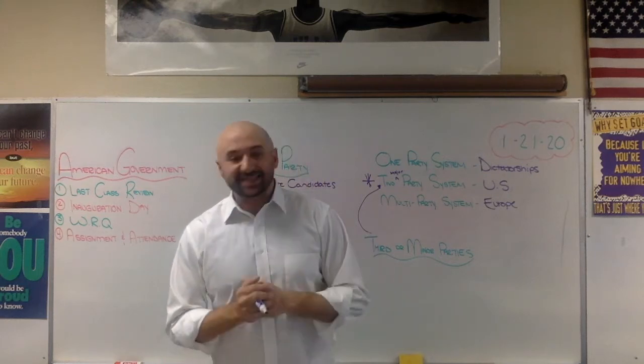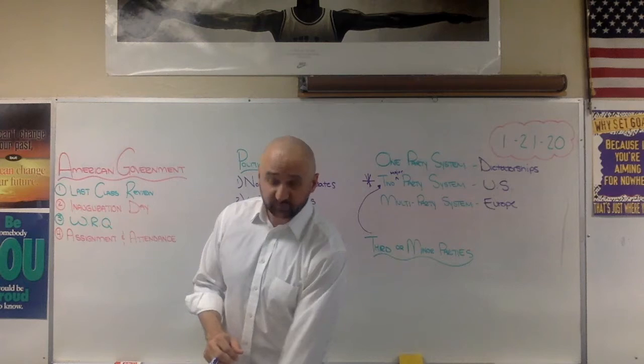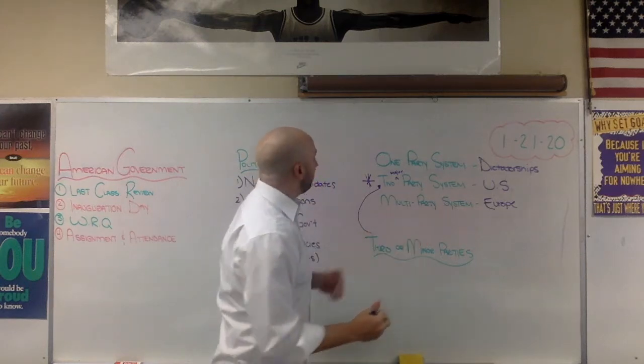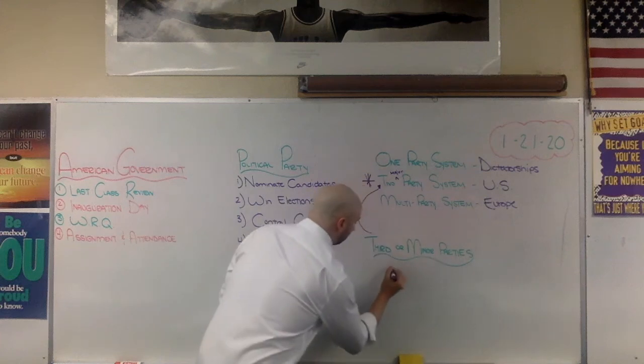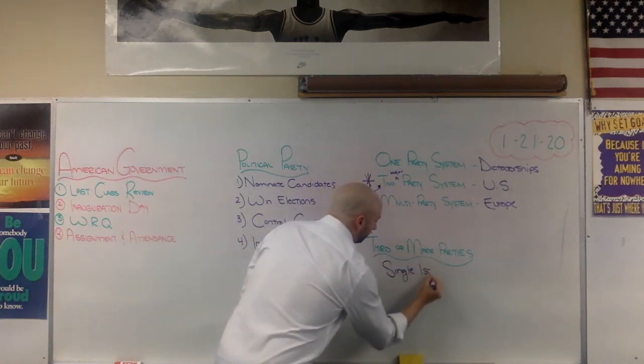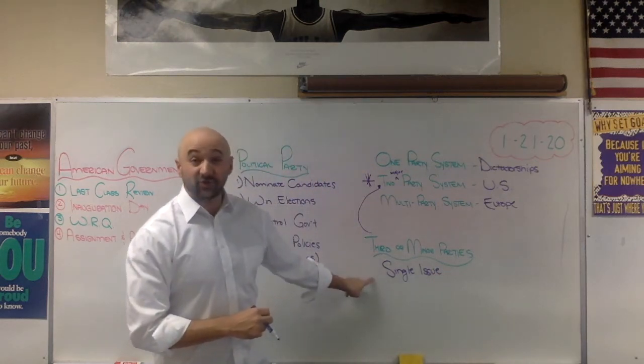Question number 5 was, list 3 types of third parties and explain each. Well, the first one was pretty simple. A single issue party. A single issue party is exactly that. They care about a single issue.